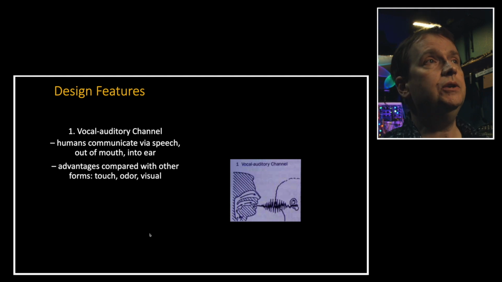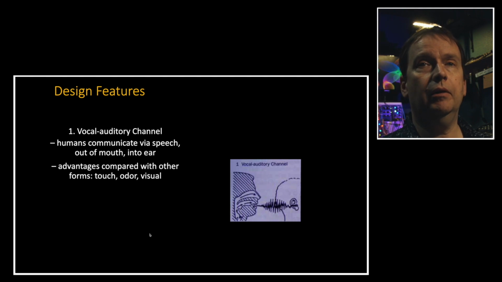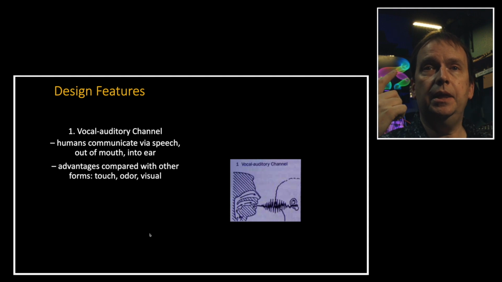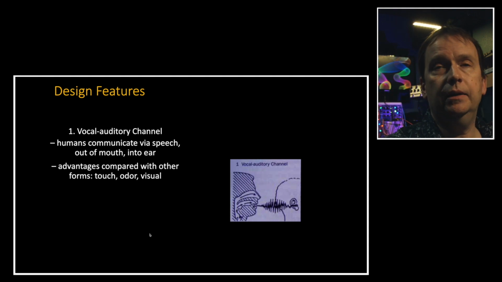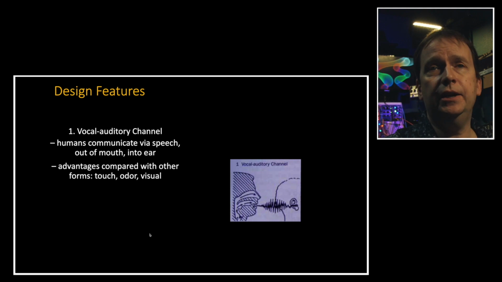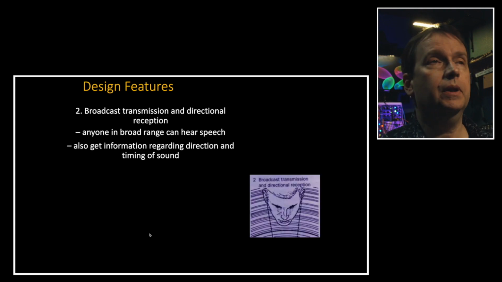So one thing he said is you have to have a vocal auditory channel. You have to have communication that includes speech out of your mouth and then into someone else's ear. Now, we know in American Sign Language, of course, doing signs, it can also be speech happening with your fingers and your hands, and then the eyes are picking up that communication. But he was very interested in this idea of the vocal auditory channel, and talks about some advantages, including advantages over other sensory forms like touch, odor, and visual communication.